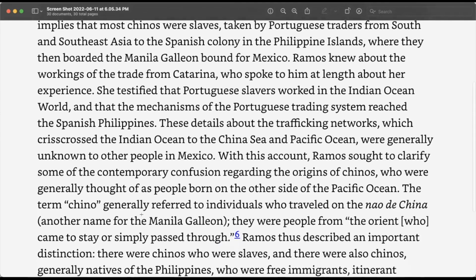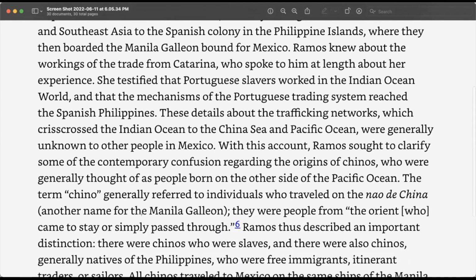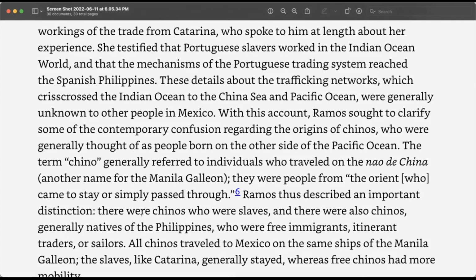With this account, Ramos sought to clarify some of the contemporary confusion regarding the origin of Chinos, who were generally thought of as people born on the other side of the Pacific Ocean. The term Chino generally referred to individuals who traveled on the Nao de China, another name for the Manila galleon. That's what they were called, Chinos, because they came on the Nao de China. That was the name of the boat, the Manila galleon.